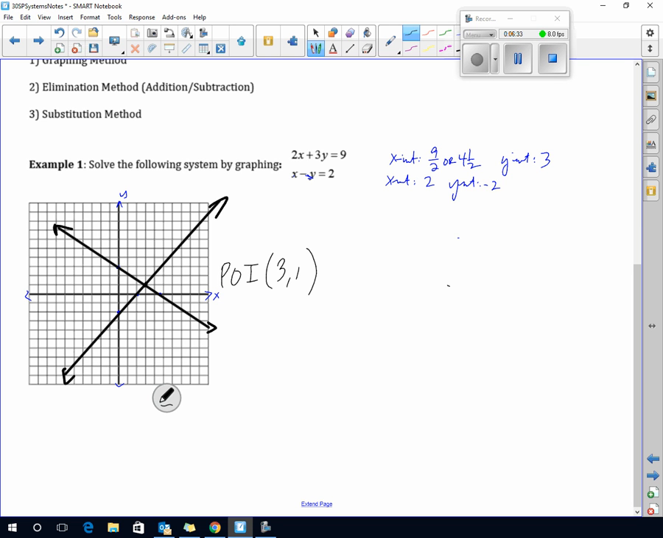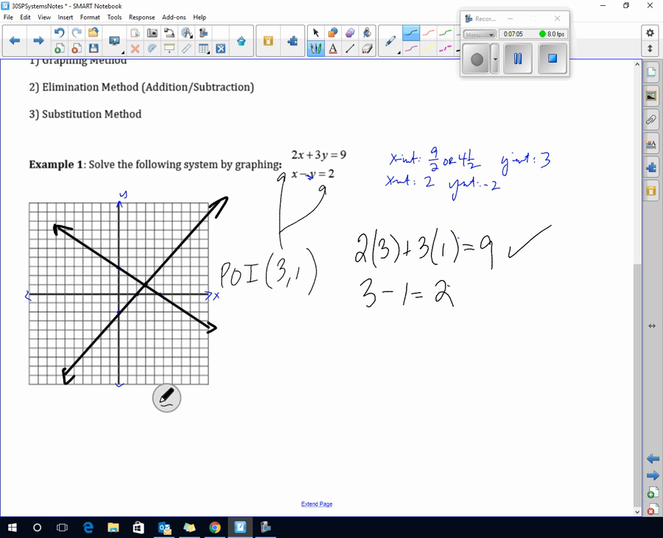How do I check to see if this is right? You need to sub it into both, not just one, because it has to work for both. So 2 times 3 plus 3 times 1 equals 9. Does that work? That worked, yes. And then 3 minus 1 equals 2. Does that work? Yes, so this is my solution, (3, 1). Ring a bell?